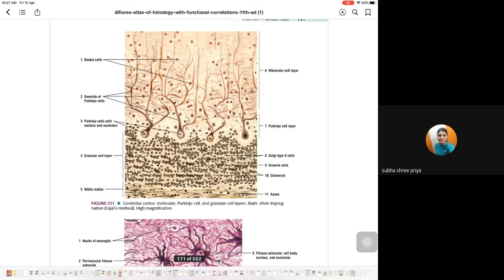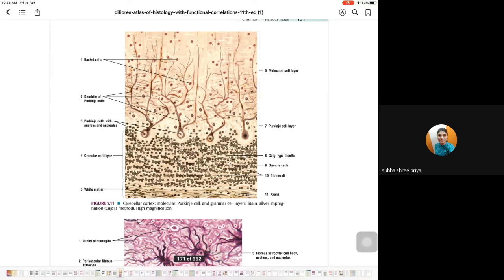So the gray matter itself has three layers. The outer molecular layer, which is more neurofibrillary; the Purkinje cell layer where you see flask-shaped cells; and then the granular cell layer where you see granular cells that look more like lymphocytes, and then comes the white matter. You have to remember them in that order: molecular, Purkinje cell, granular cell layer, white matter.